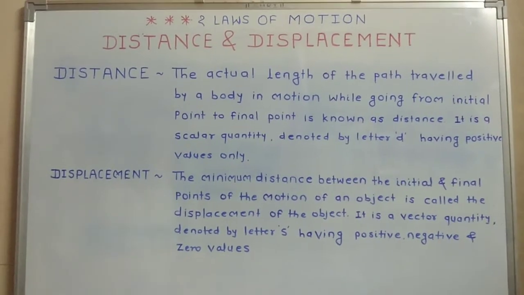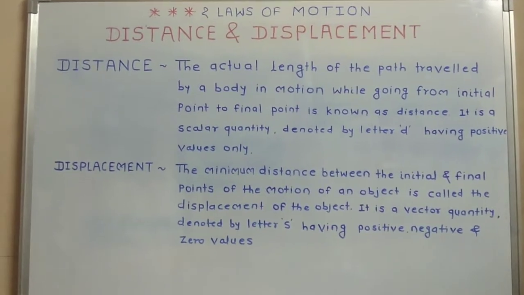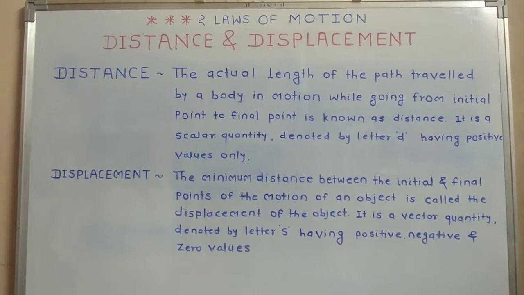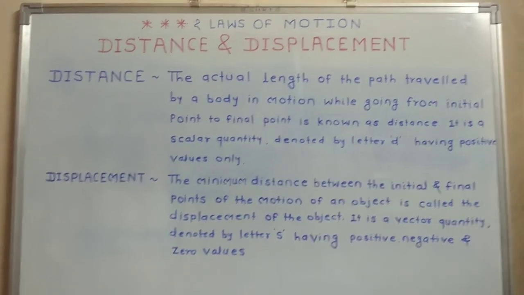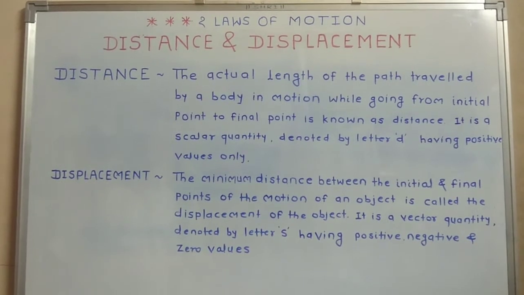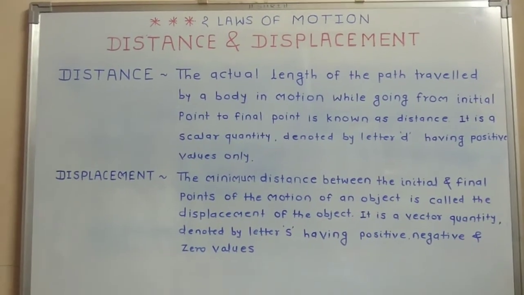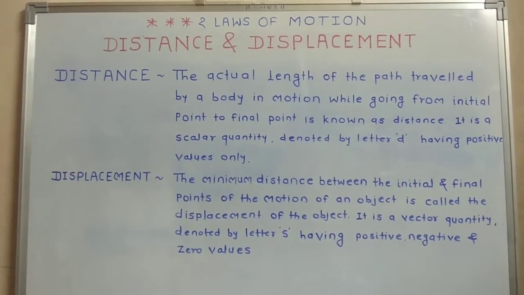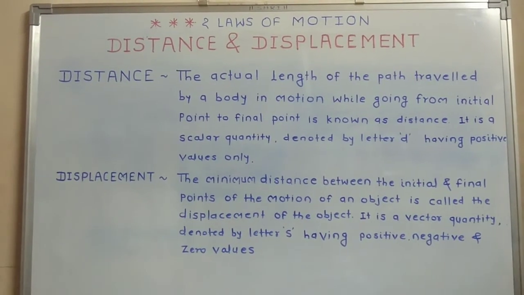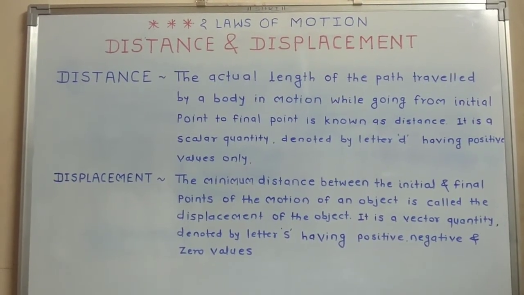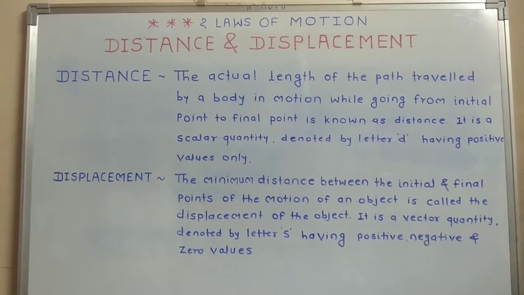Hence, distance and displacement can be defined as follows. First of all we will look at the distance definition. The actual length of the path traveled by a body in motion while going from initial point to final point is known as distance. It is a scalar quantity denoted by letter D having positive values only.